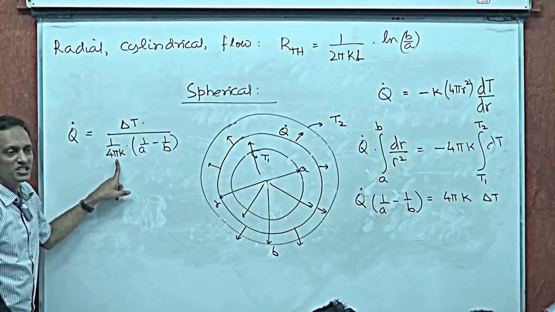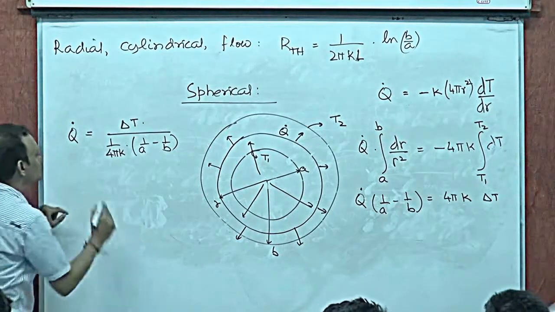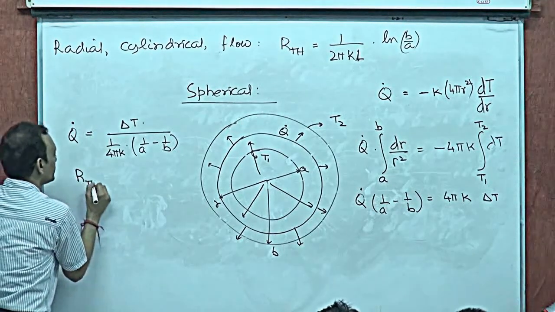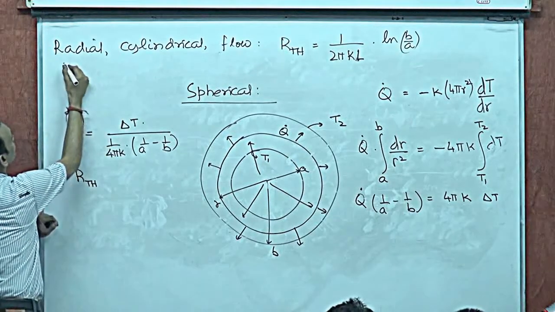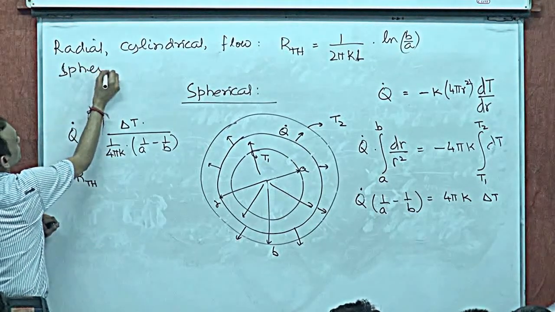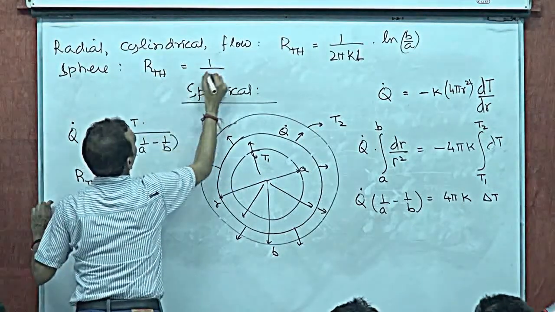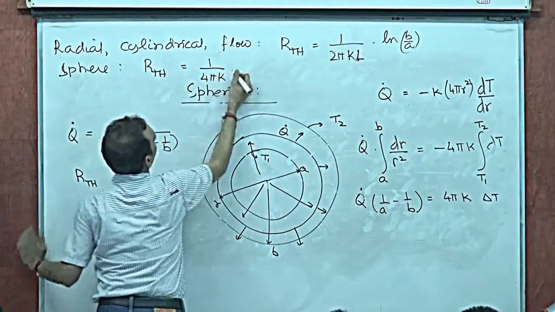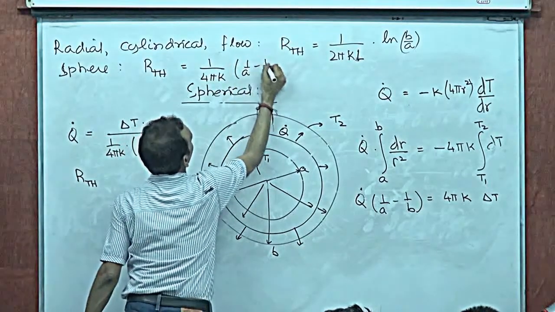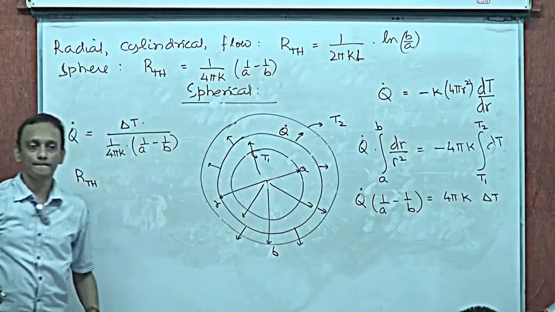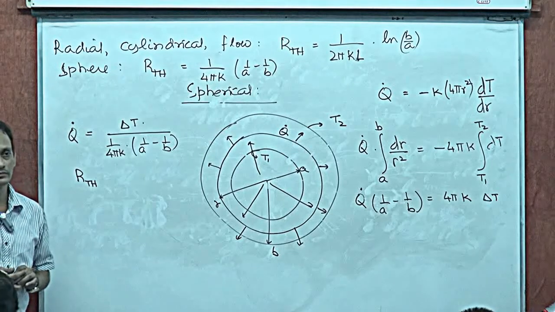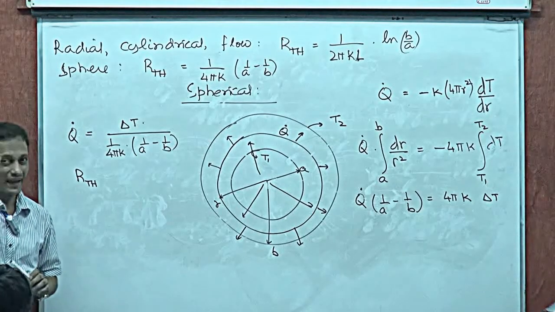So what's the thermal resistance associated with that? Thermal resistance is going to be, for a sphere, 1 by 4 pi K 1 by A minus 1 by B. Right?